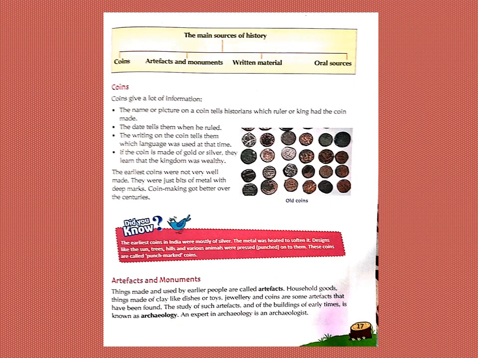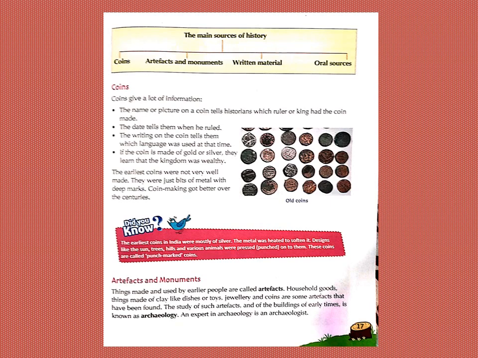So from the name or the picture on the coin, it helps historians mainly to know about the ruler or the king in whose period this coin was made. So we can know the name and also the time, which period and whose period. Clear?